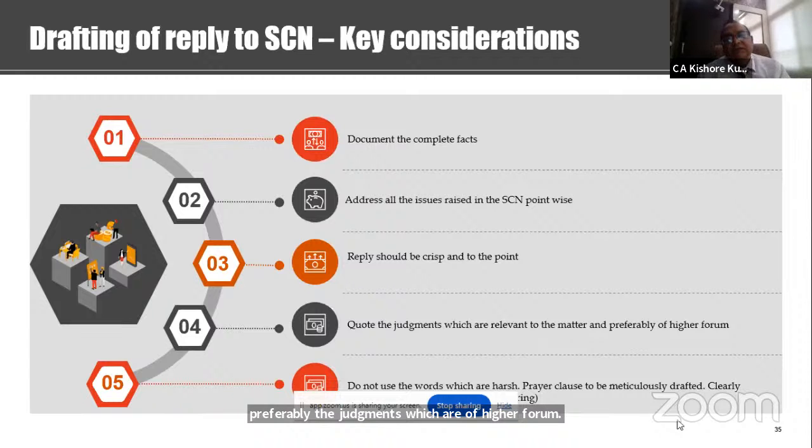And lastly, friends, the prayer clause should be meticulously drafted. Please very carefully draft the prayer clause. Definitely ask for an opportunity of being heard. If it has not been asked, you have seen cases where the orders have been passed ex parte without providing an opportunity of being heard, and then we need to again approach the High Court to get those orders quashed. There is no point in getting into that kind of litigation. So draft your prayer clause very clearly, very meticulously, document all the facts, and it should be a crisp and to the point reply.